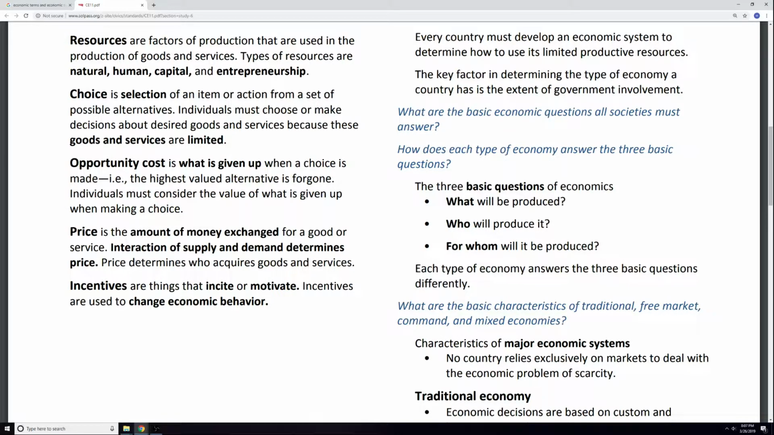Price is what we pay for stuff, the cost, essentially. And we're looking at the interaction of supply and demand.